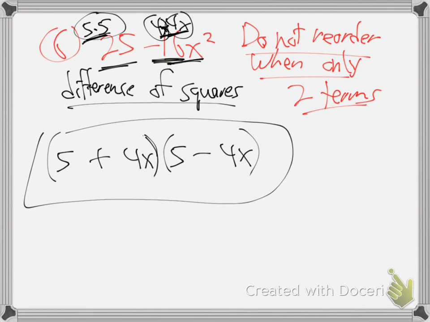All right. So does that make sense? This will be the easiest kind of factoring. Double, double, difference of squares. You just go 5, 5, 4x, 4x. The 5s go on the left, the 4x is on the right. One plus, one minus, because that makes negative 16x squared.